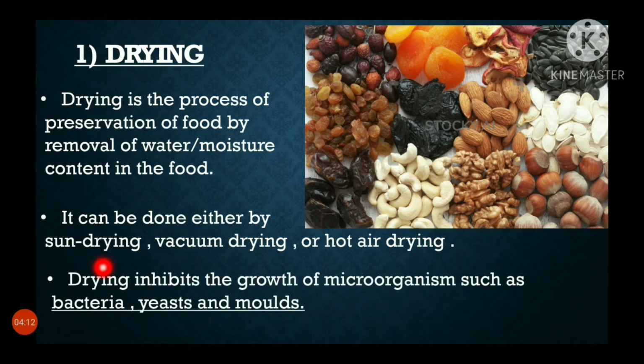What happens when you dry? Drying inhibits the growth of microorganisms such as bacteria, yeasts and molds. It avoids the growth. So when the water is removed, the bacteria, yeast, molds cannot grow in the dry fruits or dry food materials.